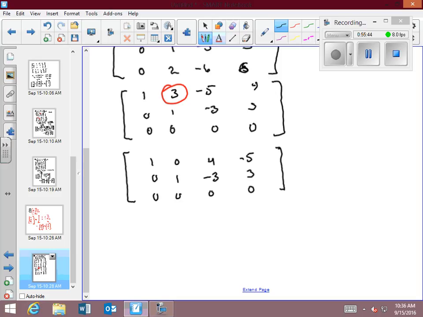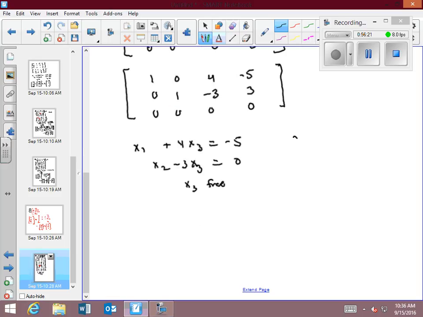And this thing has that row of zeros out there. This thing is this one. This is x1 plus 4x3 equals -5. x2 minus 3x3 equals 3. And then x3 is free. So x1.